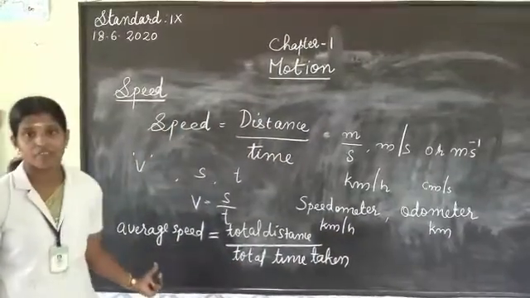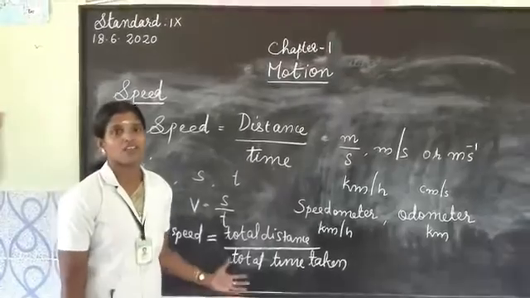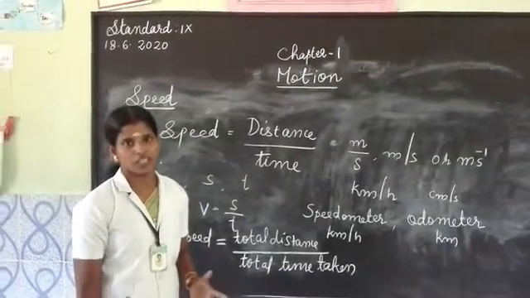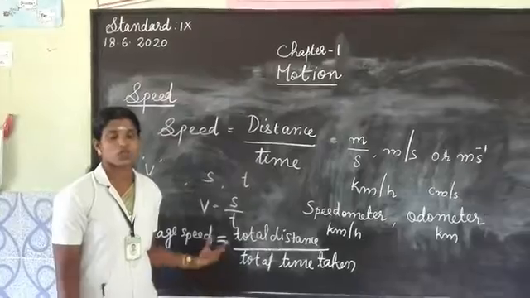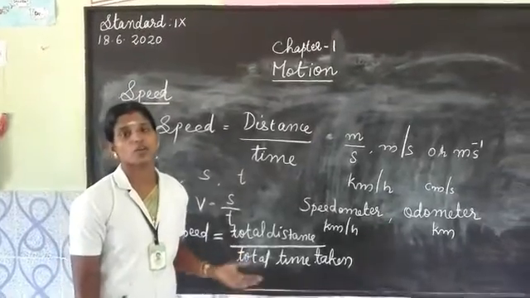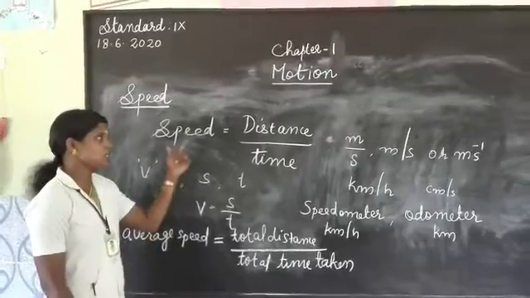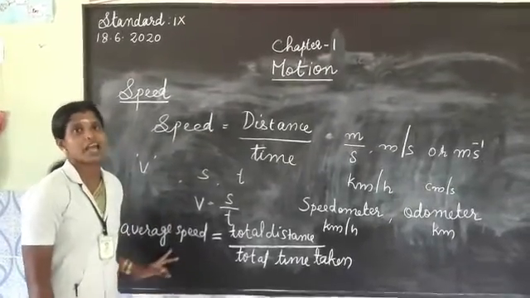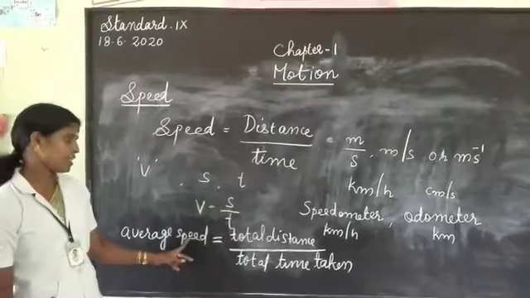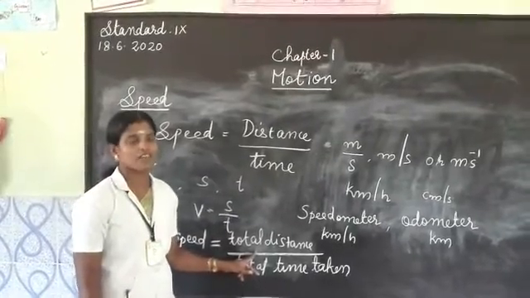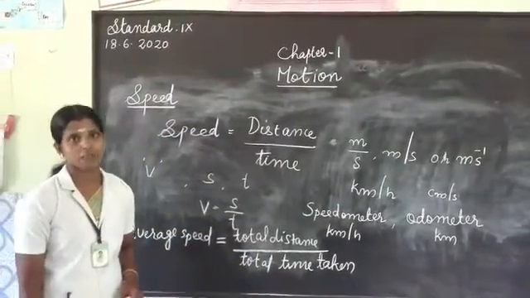Then what about average speed? Average speed gives the speed of the vehicle. As vehicles are not going at a constant speed, in order to find the speed, we have to find its average speed. Average speed is the total distance travelled divided by total time taken.